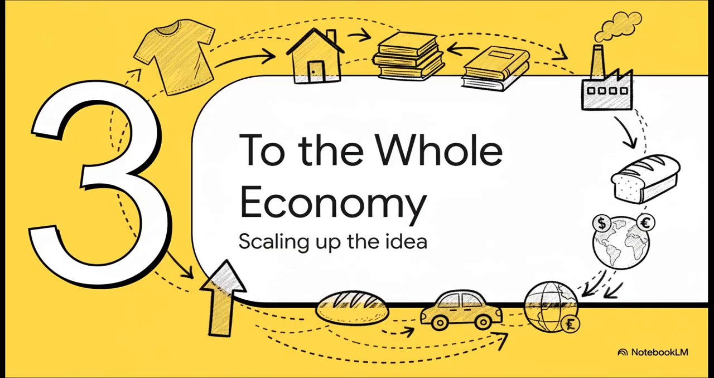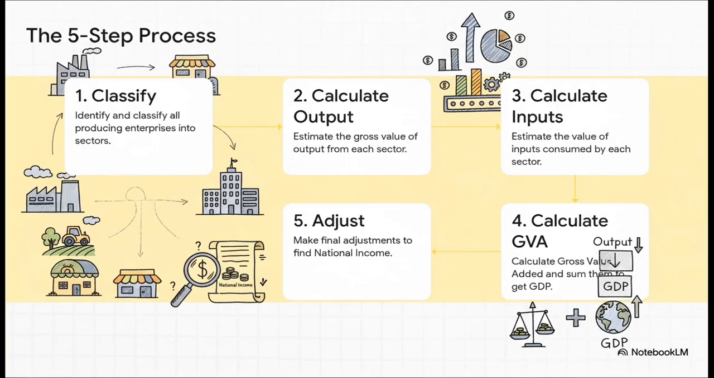Okay, so that's one shirt. Now, just for a second, imagine applying that exact same logic to every single thing, every good, every service produced in an entire country for a whole year. That is how we scaled this idea up. To do this for real, economists use a pretty methodical 5-step process.